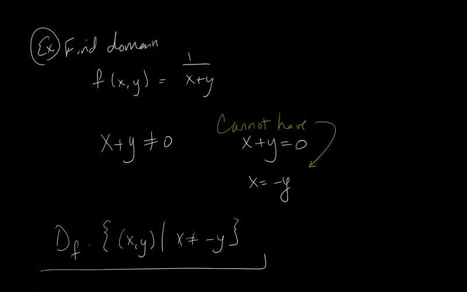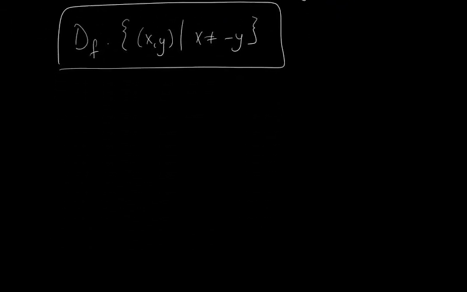There are several ways that we can describe this. We can say all real numbers x and y such that x plus y is not 0, or all real numbers x and y such that x is not equal to negative y. There are several different ways we can describe this, but the important thing is that we are cognizant of anything that would cause a singularity in our function, so any place where it would not exist, where it would not be defined. So let's do another one.